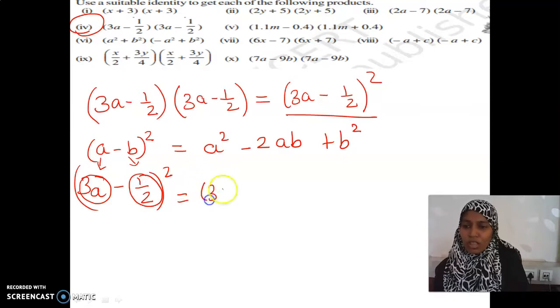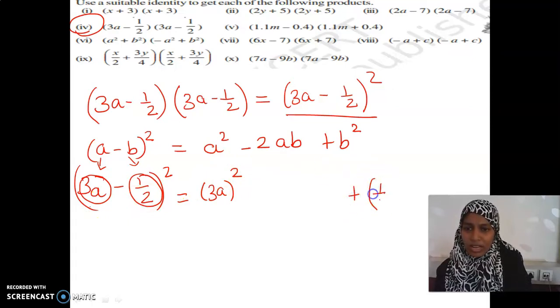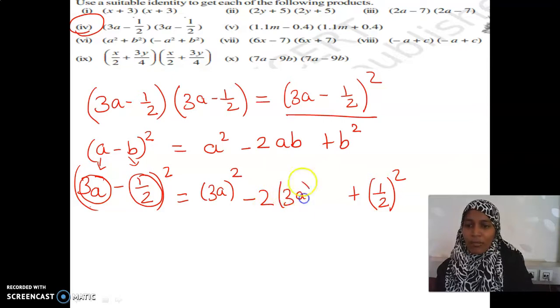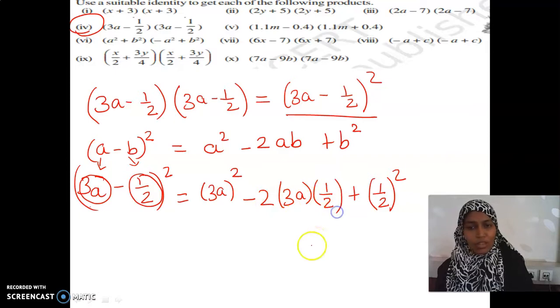So, (3a) the whole square. First number, square. At last, I have to square the last number, the second number. See this, 1 by 2. In between, I will subtract twice the product. Product in the sense multiplication of the two terms, 3a and 1 by 2.